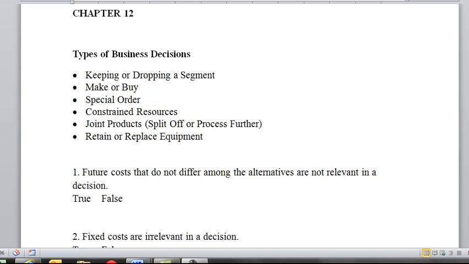This video will walk you through the concepts presented in Chapter 12 and help you better understand them through the use of conceptual questions. Chapter 12 discusses the different types of business decisions, which are keeping or dropping a segment, make or buy, special orders, constrained resources, joint products, which are also called split off or process further, and finally retain or replace equipment.